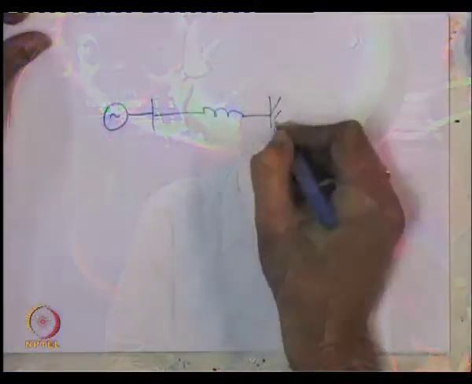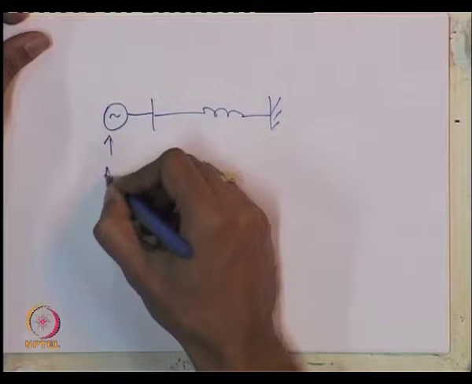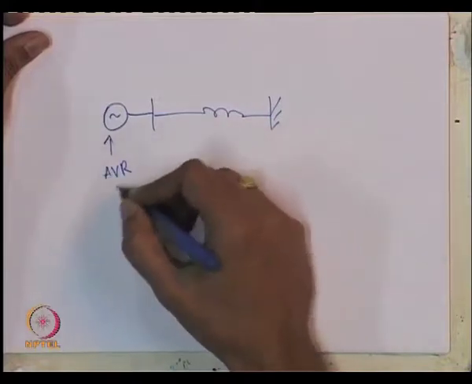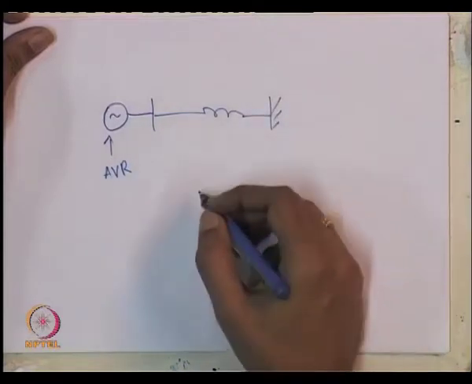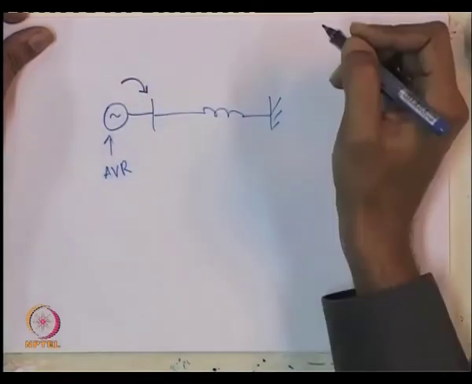In fact, we had displayed this in the previous lecture by a simple simulation of a single machine connected to an infinite bus via a transmission line, and it had an AVR which had a relatively large gain and low time constant. It was a fast acting automatic voltage regulator, which was regulating the terminal voltage of this generator.